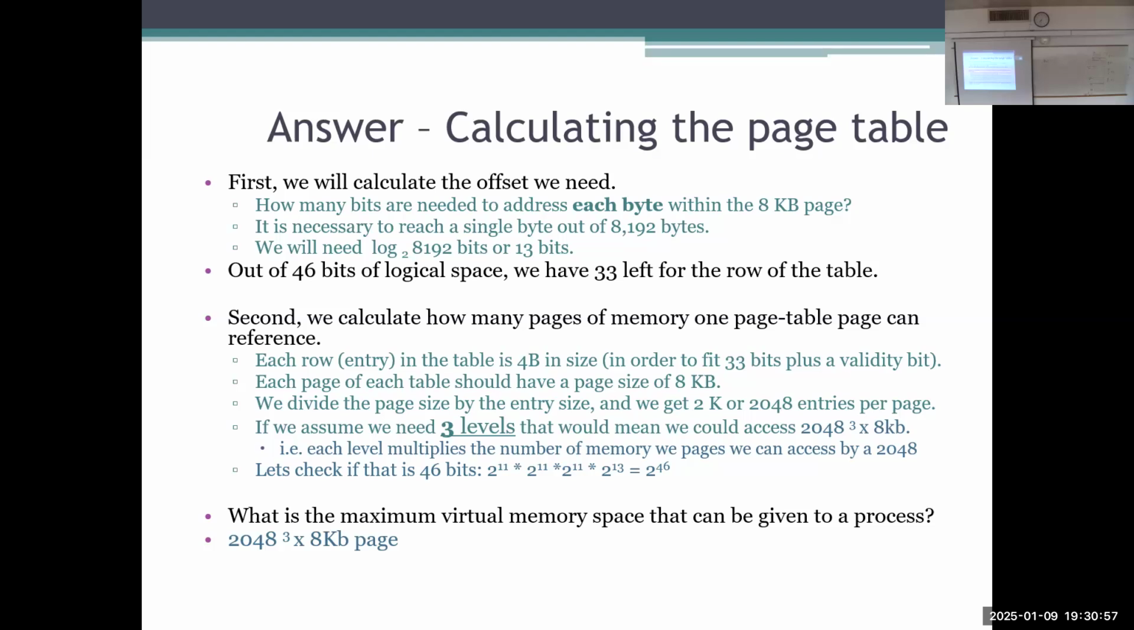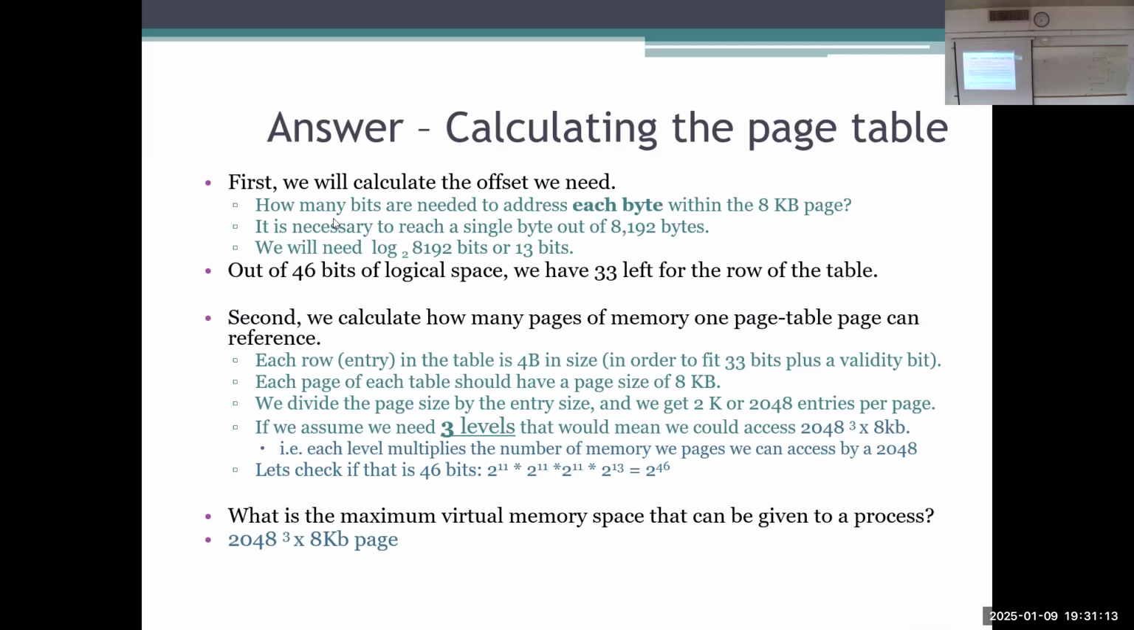33 is bigger than 32. Yeah, I know, but I'm trying to say that it doesn't work out. 33 cannot be stored in 4 bytes, which cannot store 33 bits. Plus a validity bit would be 34 bits. We already calculated 33 bits because we need 33 bits to identify the page.